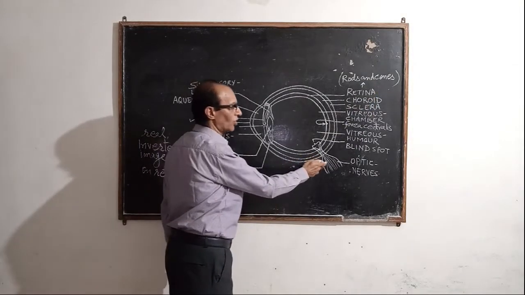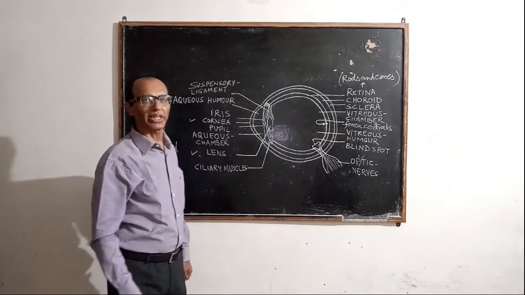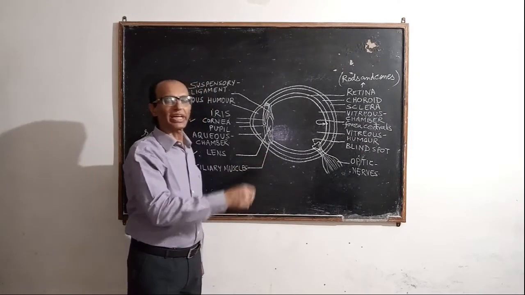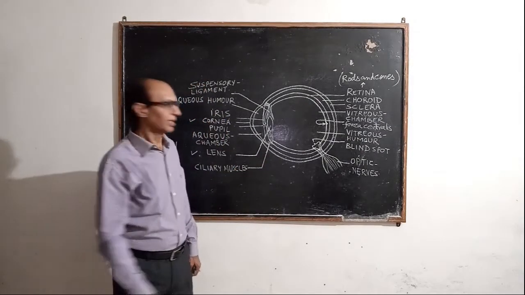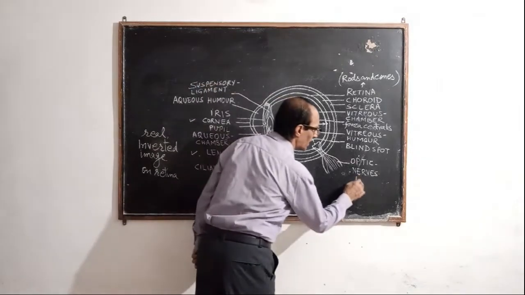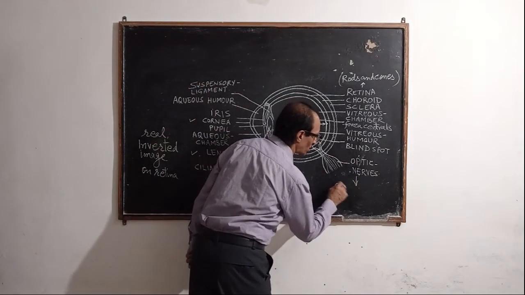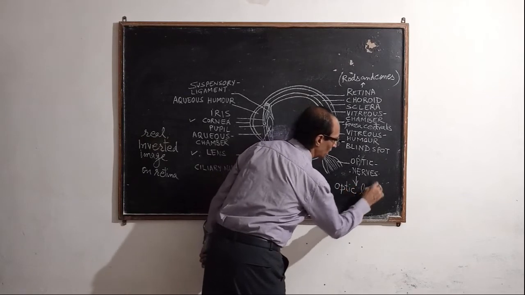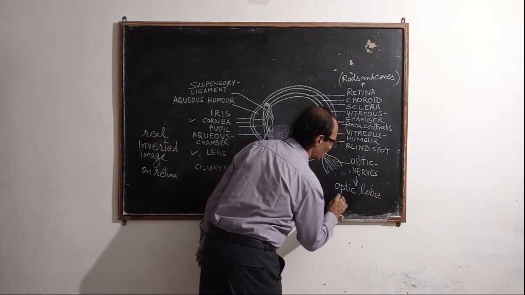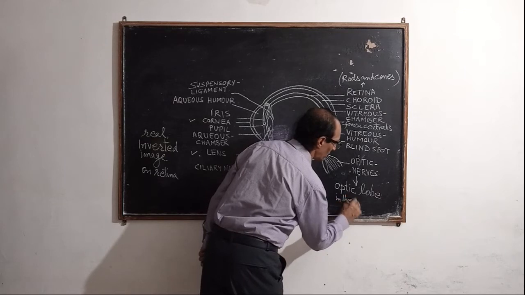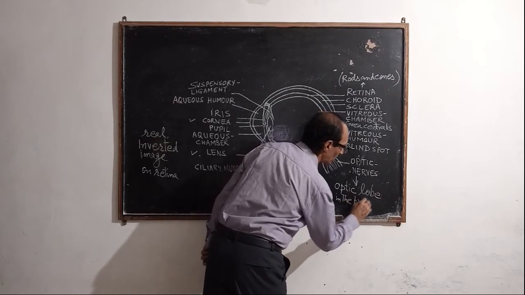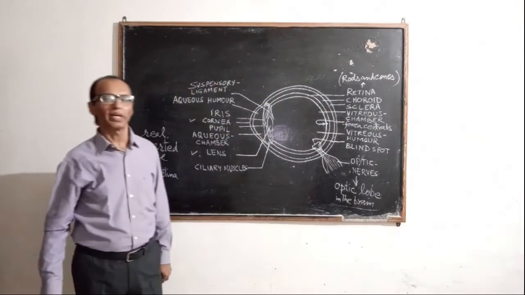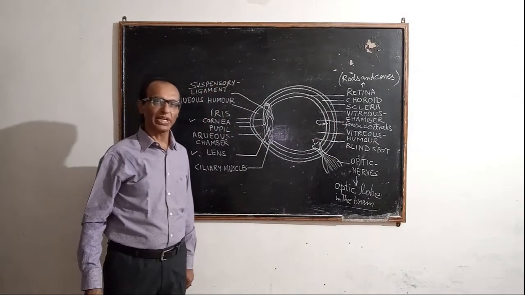Optic nerves are the nerves which carry the sensation to the brain. They carry the message or the information to the optic lobe in the brain, where all the sensations will be received and interpreted.